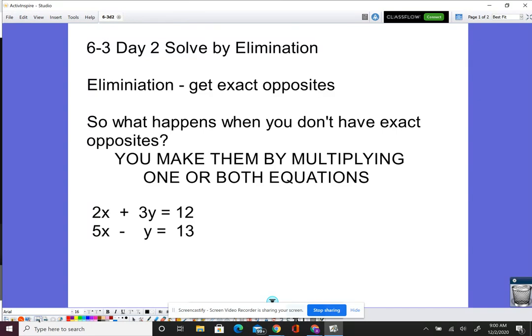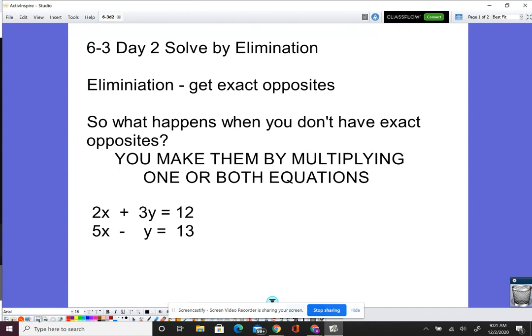So elimination, as we found out yesterday, was getting exact opposites. So what happens when you don't have exact opposites? You magically make them by multiplying one or more or both equations. It's kind of like we're going to be looking at the least common denominator. So what number do you have to multiply the equations by? The first thing you have to do is pick which variable you want to eliminate.